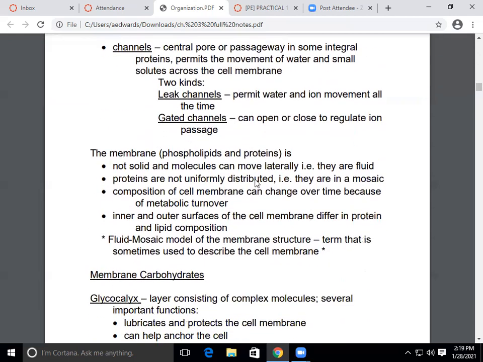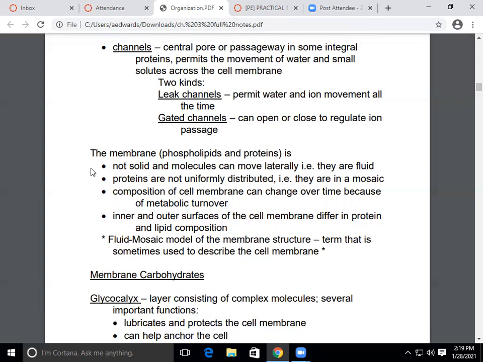Channels can be described as either leaky or gated. If they're leaky, it means basically you can get through all the time. I would liken it to a highway where you just get on the highway and you drive. I would liken the gated channels to your streets where they've got street lights. Sometimes red light, sometimes green light. If it's a red light, they can't go through. Same kind of concept.